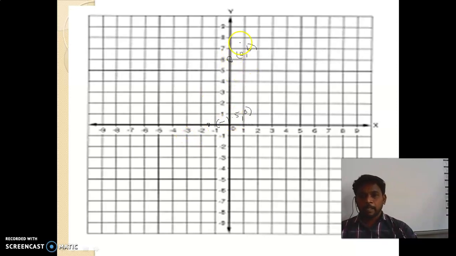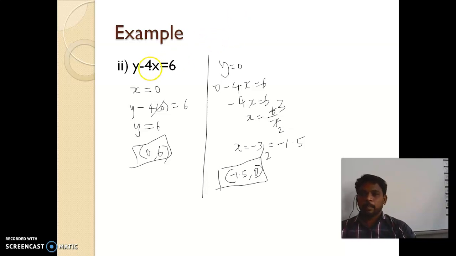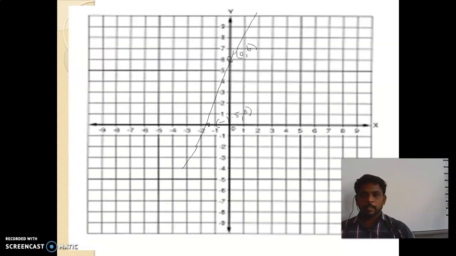And then after that, just connect it, like this. Just extend a little bit. Definitely this will be a straight line, if you use a scale. Then write the equation on the line. What is the equation here? The equation is y minus 4x equal to 6. So that's all.